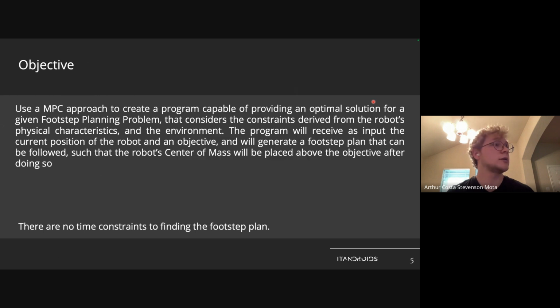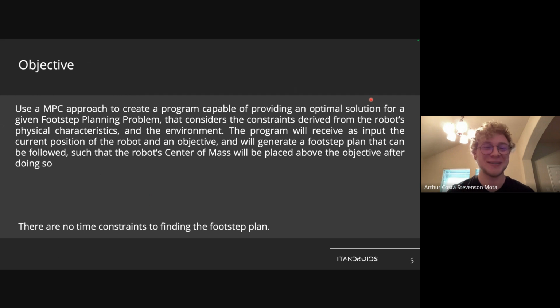Okay, so the objective for the thesis is to use an MPC-like approach to create a program that is capable of providing an optimal solution for the footstep planning problem I presented earlier, while still respecting constraints from the robot's physical characteristics, such as maximum and minimum joint positions, and the environment. So we don't want, for example, a foot to be inside a certain obstacle, because it will obviously not be able to do that. The program will receive as input the current position of the robot and an objective, and then will generate the footstep plan.